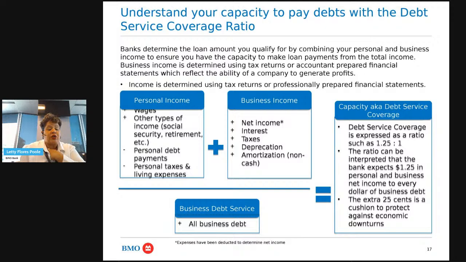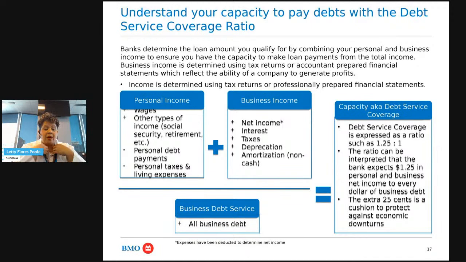Typically, excuse me, industry standard, bank to bank, financial institution to financial institution, most banks say they want you to have 1.25 to 1. What does that mean for me as a business owner? This means they want you to have $1.25 in personal and business net income to every dollar of business debt, right? So they want you to have $1.25 for every dollar you have.